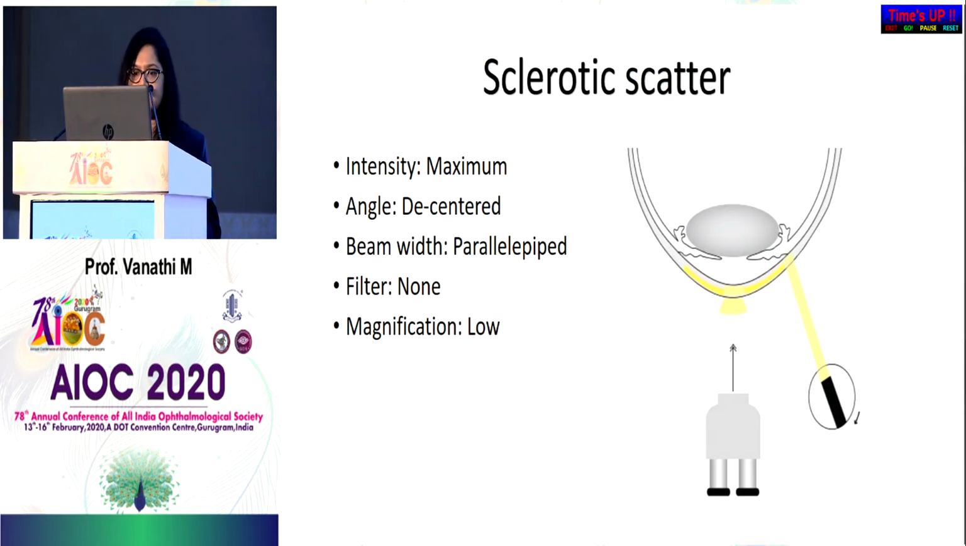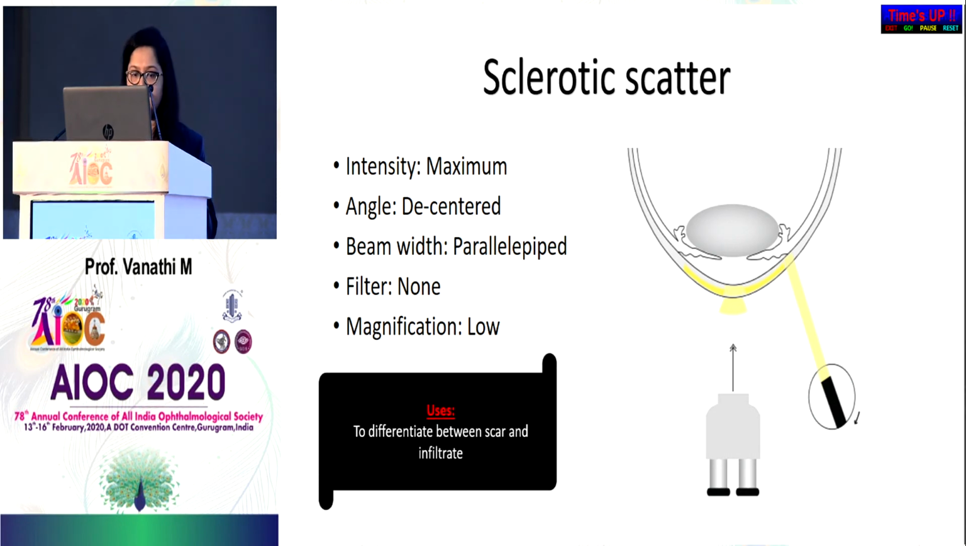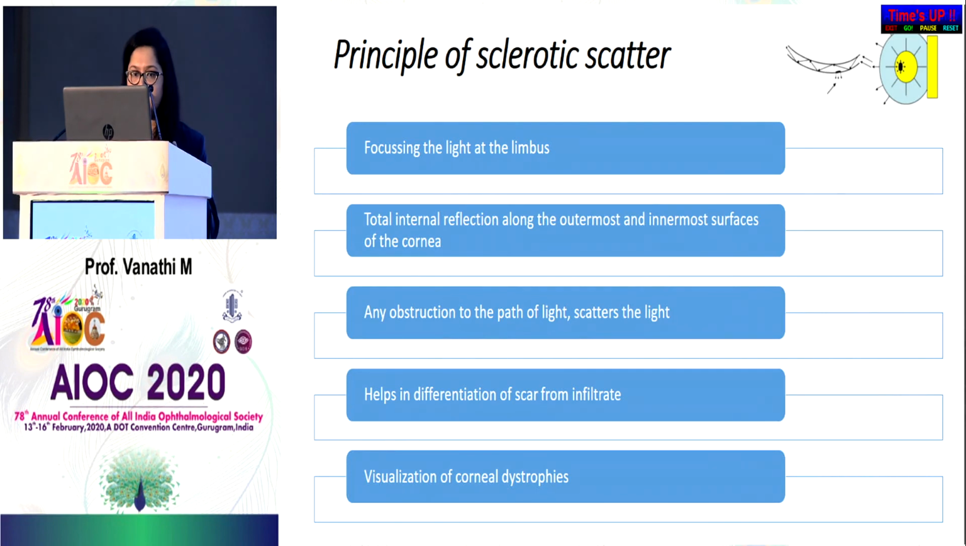Coming to sclerotic scatter, here we are using the phenomenon of total internal reflection. In sclerotic scatter, the intensity is kept to maximum and angle is slightly decentered, beam width is kept parallelepiped and no filter is used. Magnification is kept low. It is used to differentiate scar and infiltrate. The principle is focusing the light at the limbus, and total internal reflection along the outermost and innermost surface of the cornea appears, and any obstruction to the path of light scatters the light and helps in differentiation of scar from the infiltrate. It's also helpful in visualization of corneal dystrophy.